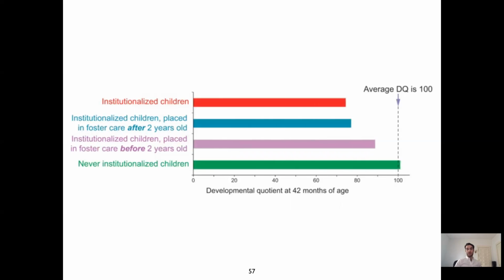And what they could see is that, sure enough, there were major developmental issues with these children who were denied the neural stimulation that they normally need. Children who were never institutionalized had, on average, a DQ, comparable to an IQ. It's a developmental quotient rather than an intelligence quotient. If the average is about 100, you can see a gradient effect where children who were not institutionalized seem to develop normally. Children who were fortunate enough to be put in foster care had a little bit of a deficit, but not nearly as much as children who were institutionalized for many years or didn't get out of those institutions for many, many years.